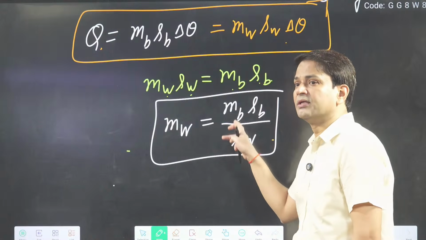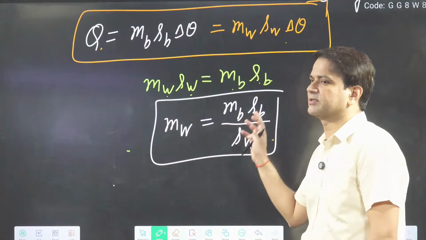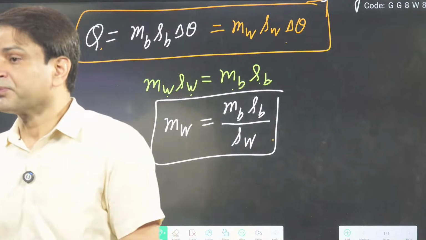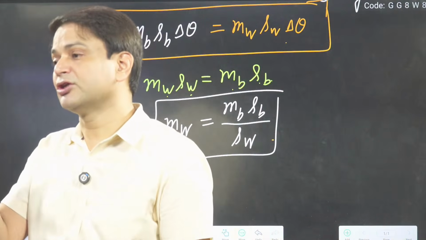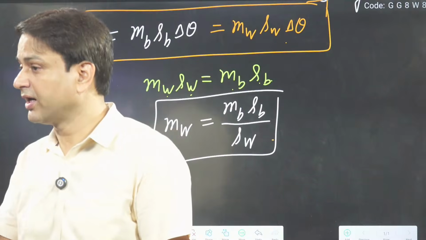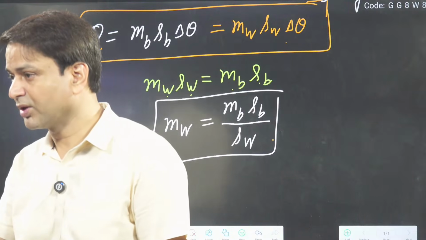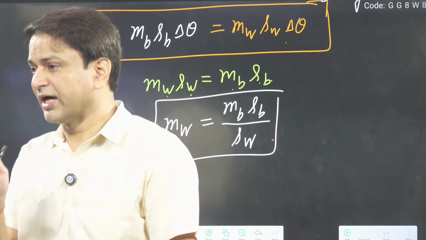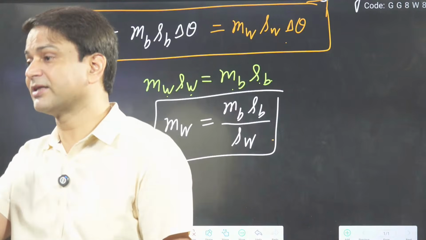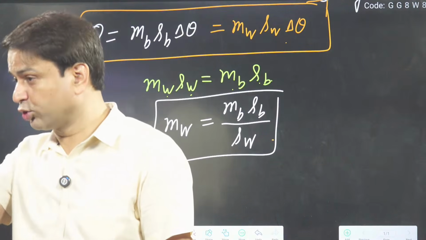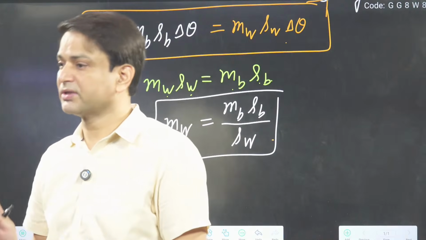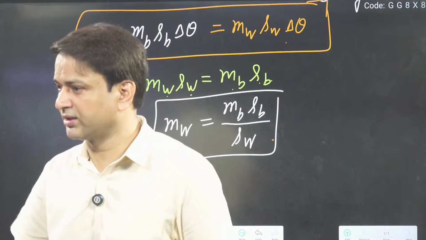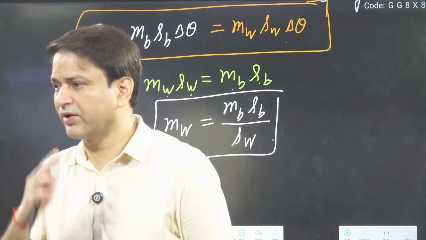So it is 1. Then I get the water equivalent as MBSB, meaning mass of the body into specific heat of the body. But the specific heat of water is 1 only in the unit of calorie per gram degree C. In all units it is not 1. So that is one mistake we can make. Everybody getting or not? That's why I said, if you are mugging up the formula MS for the water equivalent, there's no need to mug up any formula. We have to remember the relation Q is equal to MB SB delta theta is equal to MW SW delta theta. By using that relation, I can find the water equivalent.